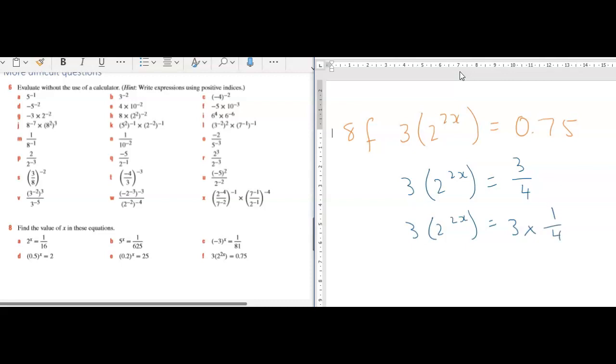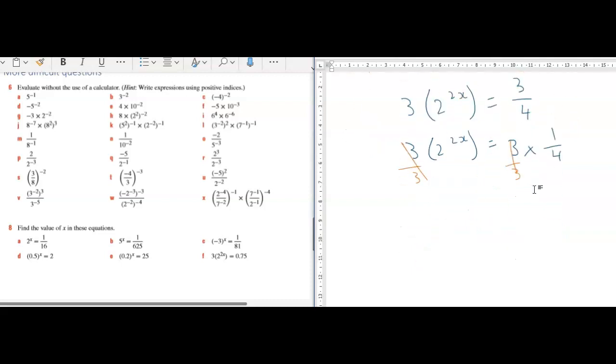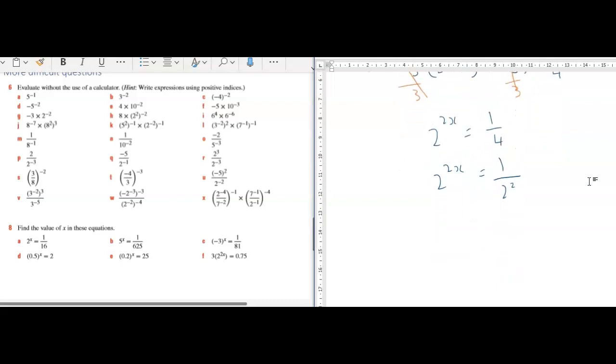So I've got the 3 and the 3 on both sides. So if I divided both sides by 3, they actually cancel out. So then I'm left with, just bear with me, 2 to the power of 2x is equal to 1/4. So the quarter I can rewrite as 1 over 2 squared because the 4 is the same as 2 squared. And because we are solving for base 2, I need to get base 2 on the right-hand side. So 1 over 2 squared becomes just 2 to the power of -2.